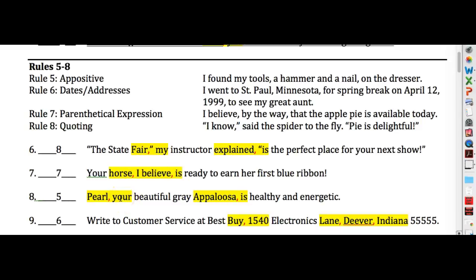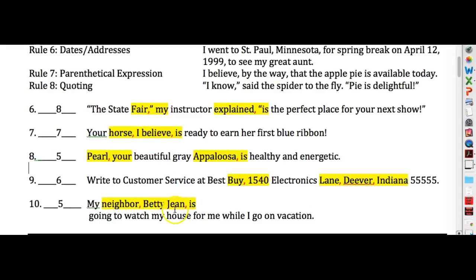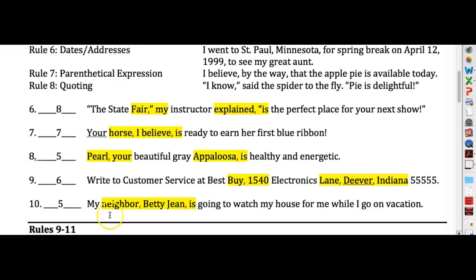Number 8 is not a rule, it's not a non-essential clause, and that's not even in this section, but it is an appositive. So your beautiful great Appaloosa is the appositive, and the commas go around it. Number 9 is, again, dates and addresses. We would want to put our comma here after by, and here after lane, and here after Deaver. We do not put a comma between the state and the zip code. And number 10 is another appositive. My neighbor, comma, Betty Jean, comma, is going to watch my house for me while I go on vacation.